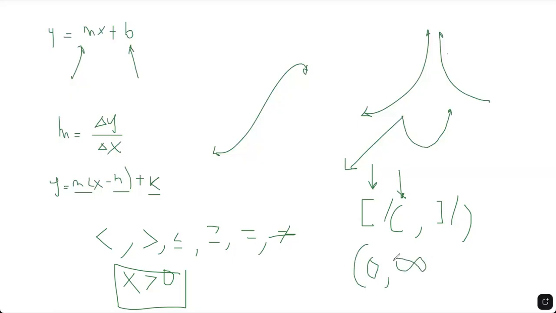And then what do you put after that? Parentheses or square bracket? Whenever you see an infinity, you put parentheses because you can never be equal to infinity. So there's no point in putting a square bracket since it can never be equal to that. Another example would be x is greater than or equal to 0, in which case you would remove this parenthesis and turn it into a square bracket.